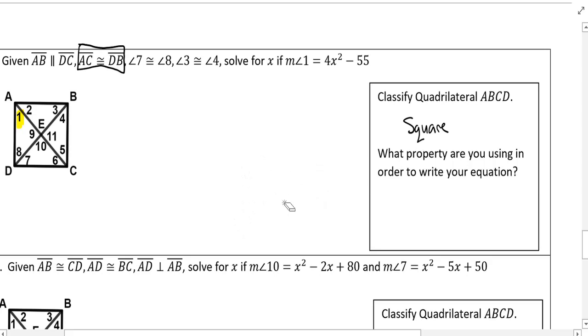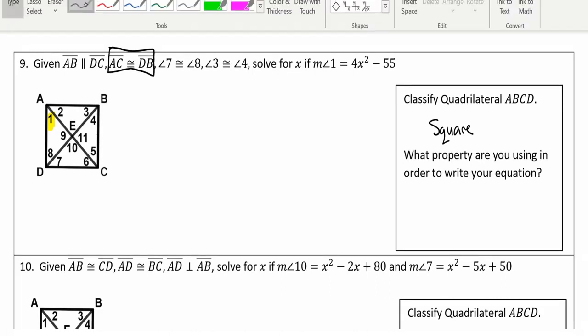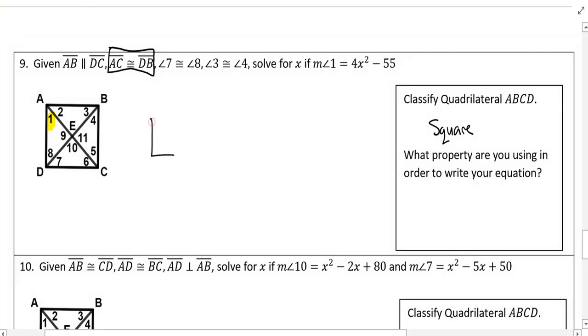So now that we know we have a square, there's a couple things that we're going to use. So in a square, first of all, we know that a square is a rectangle, and rectangles have 90-degree angles, right? And so I'll just write that down. All four angles are 90 degrees. So we're going to use that property.